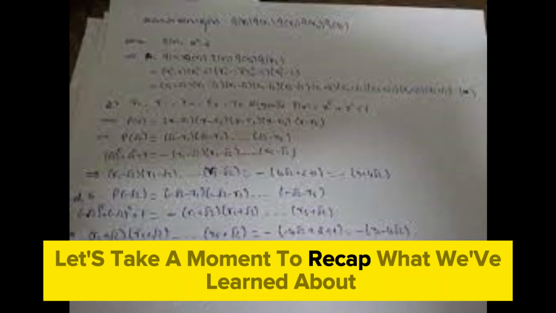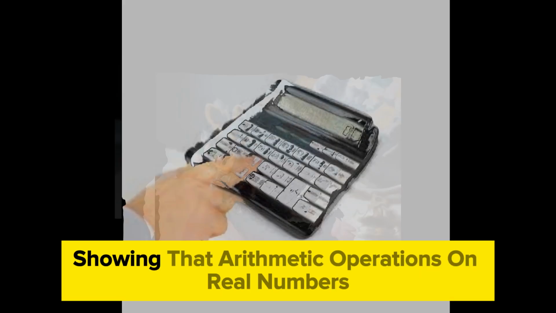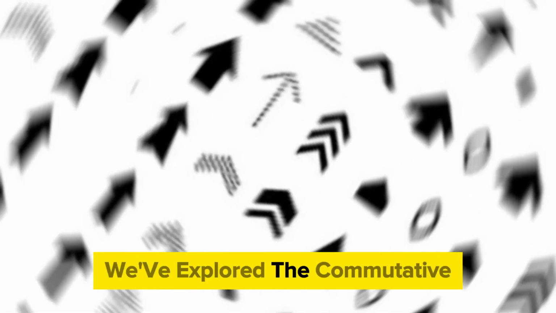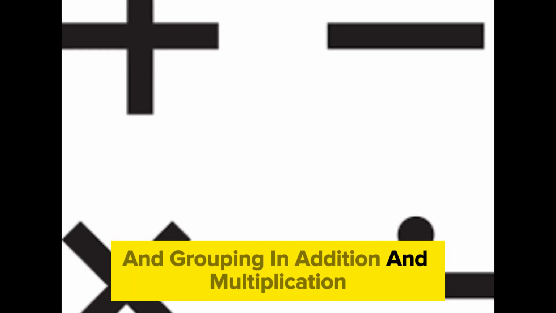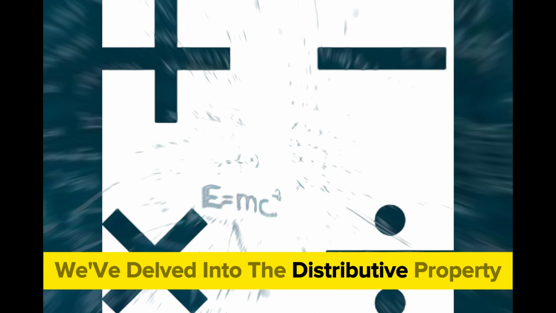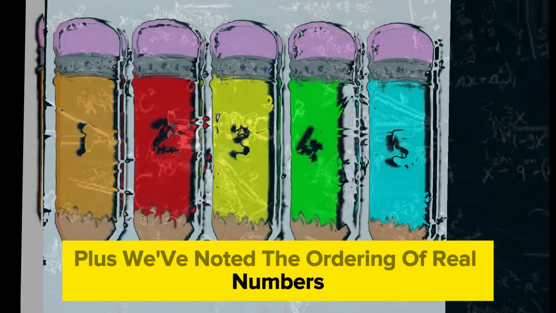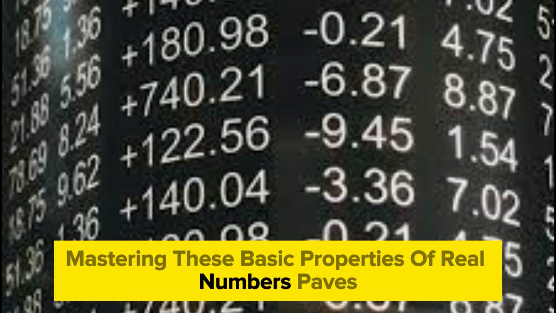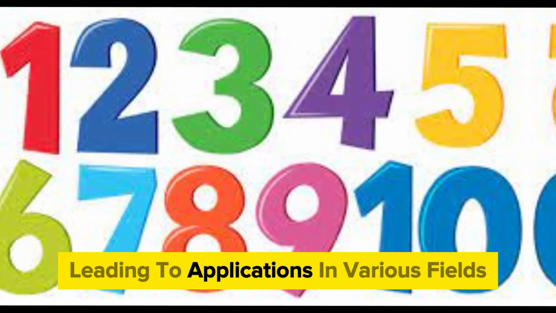Let's take a moment to recap what we've learned about the properties of real numbers in differential calculus. We've discovered the closure property, showing that arithmetic operations on real numbers always yield real numbers. We've explored the commutative and associative properties, which govern the order and grouping in addition and multiplication. We've delved into the distributive property, linking addition and multiplication. Plus, we've noted the ordering of real numbers, vital for understanding inequalities and limits. Mastering these basic properties of real numbers paves the way for understanding more complex concepts in differential calculus, leading to applications in various fields.